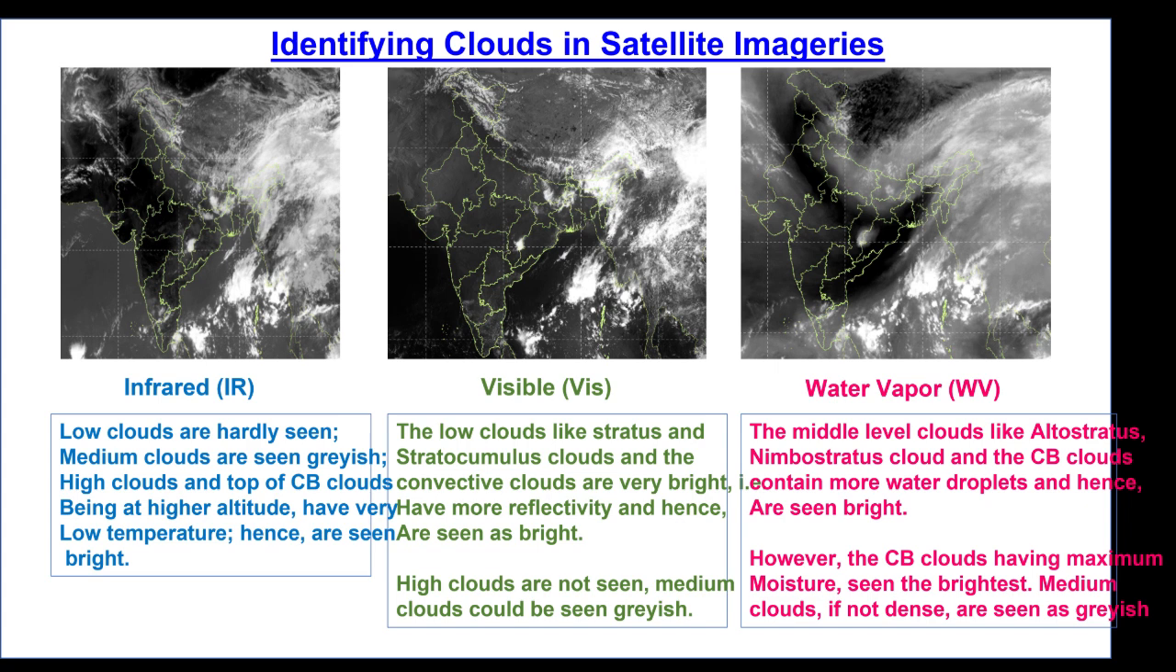Now coming to the water vapor picture. In the water vapor picture again, the convective clouds, the vertically growing CB clouds, have the maximum amount of water and moisture. So these clouds will again be seen as bright spots in the water vapor picture also. The medium clouds, which have a very high amount of water droplets, like nimbostratus and altostratus, will be seen bright. However, as the water content reduces, they will be seen grayish, and low clouds will be hardly seen in the water vapor picture.